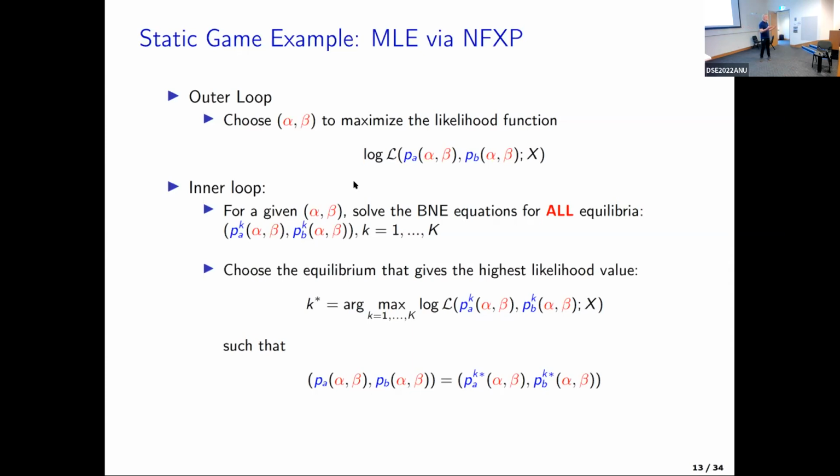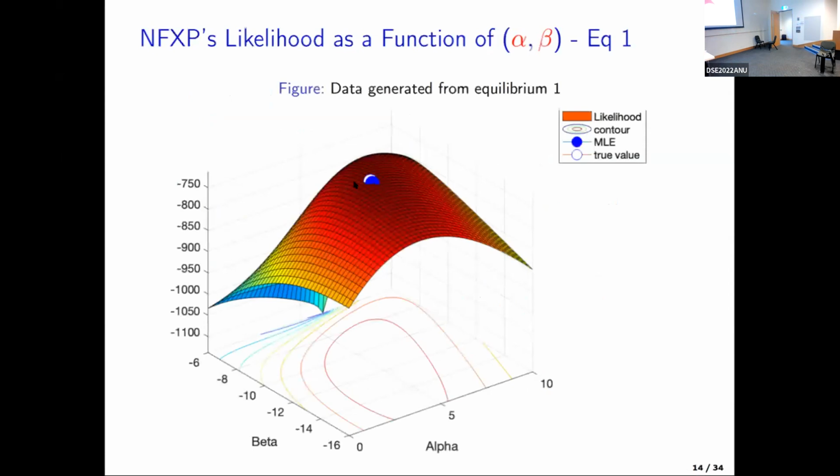In our case, it would be 3 at the true parameters. So k would be equal to 3. But this could vary as we vary the parameters. Maybe some of the equilibria are going to be knocked out, and then you choose the equilibrium that essentially gives the highest likelihood. That gives you essentially a single valued likelihood for each value of the parameters. And then you use that likelihood when you search over the parameters. So that's it. Let's try to see if we can plot that.